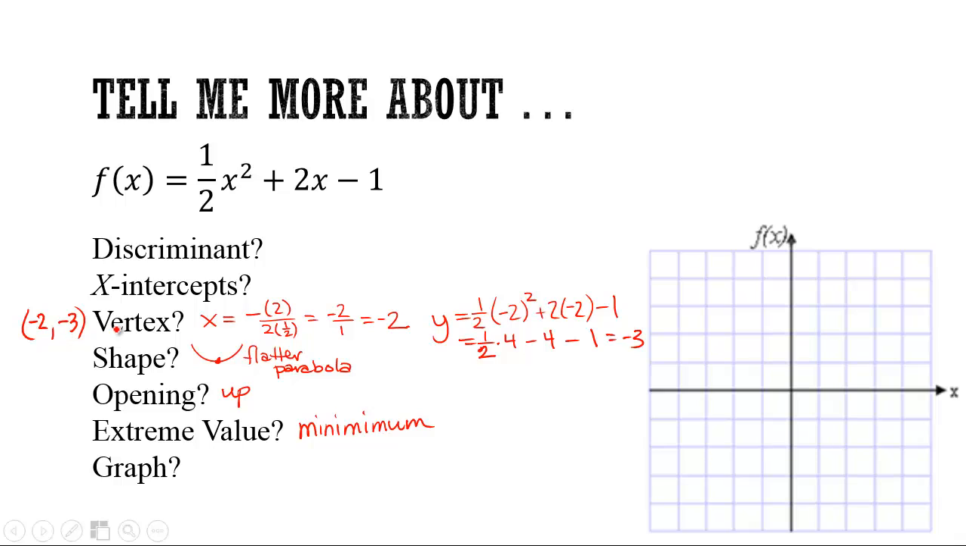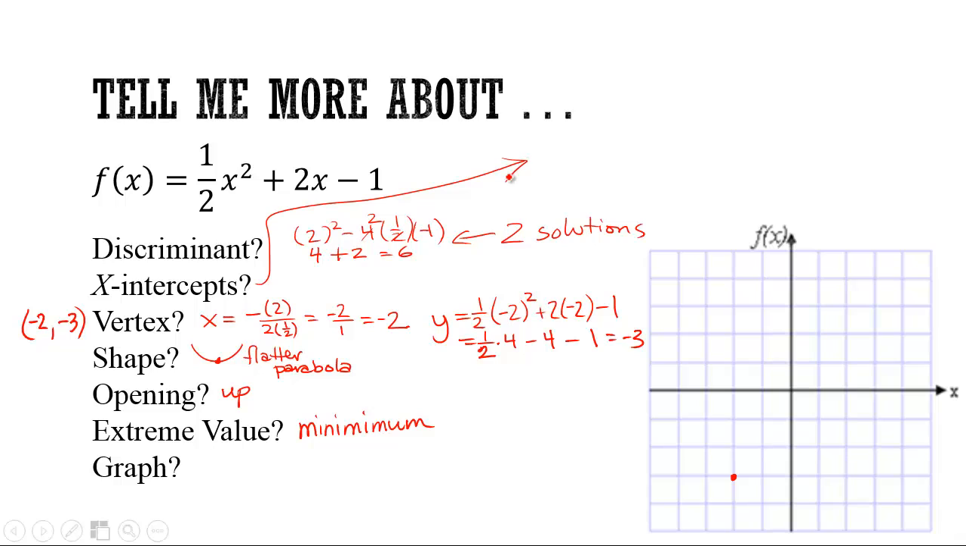So where is the vertex? -2, -3, and it's facing up. So it will cross at 2 places. Now we can check that with the discriminant, b squared minus 4ac, if you like, which is 4 minus negative 2, which is 6. So this tells us there are 2 solutions, and they are found by using the quadratic formula. So we could find the x-intercepts by employing the quadratic formula.